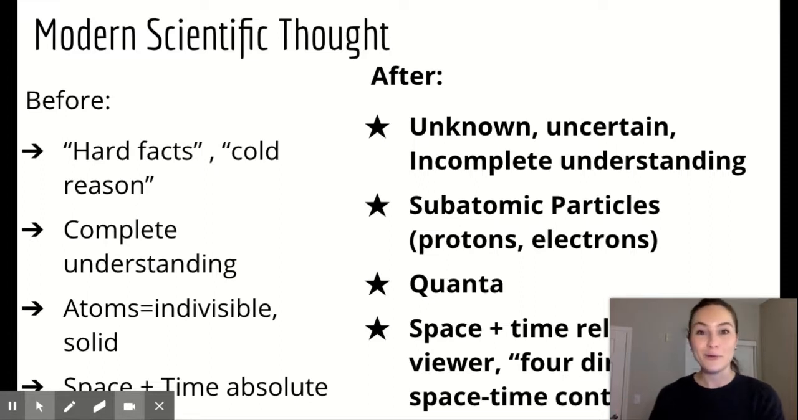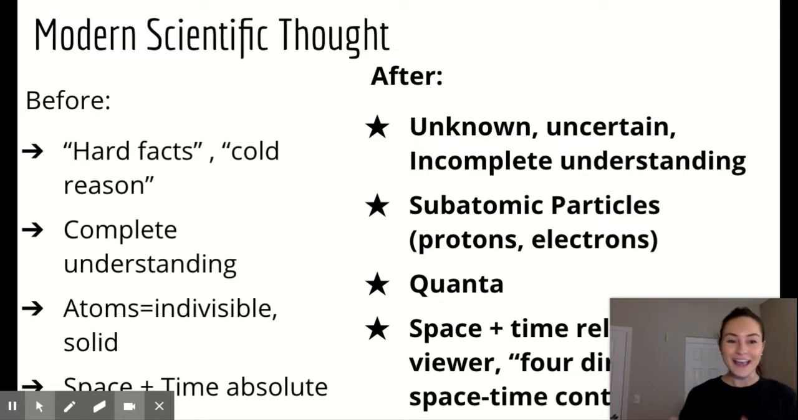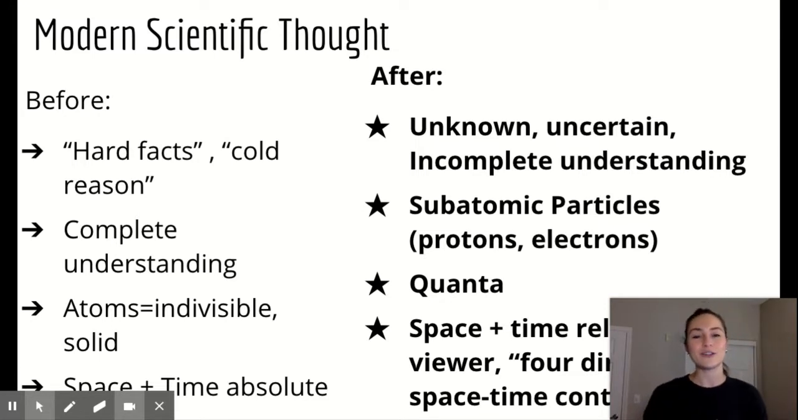It's one of those things, the more you know, the more you realize you don't know anything at all, right? So it's kind of like that, and that creates a lot of hesitation and uncertainty in European society. After the modern scientific thought develops in the late 1800s and early 1900s, people understand that there's a lot still unknown, that there's a lot that is uncertain, and that we have only an incomplete understanding, only a partial understanding of things like the universe.